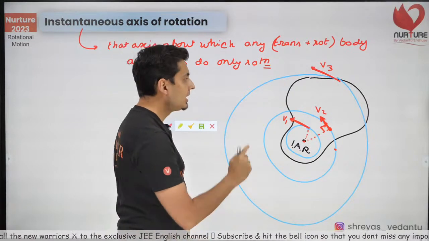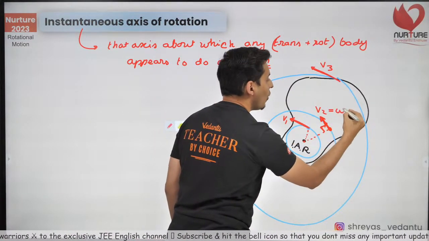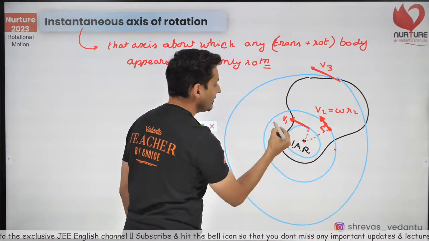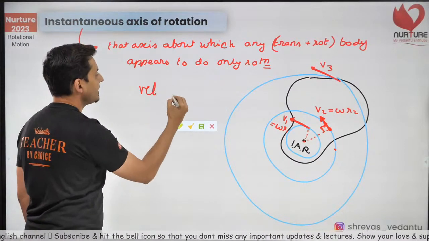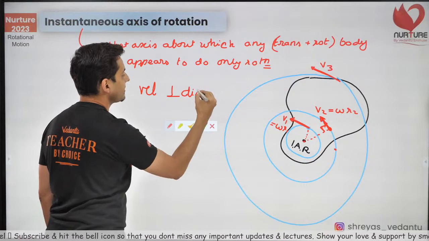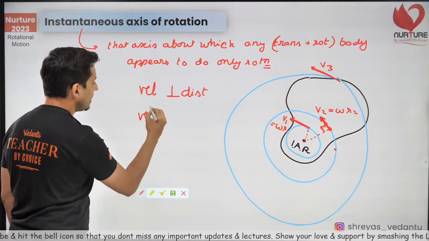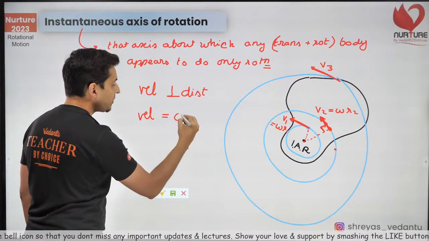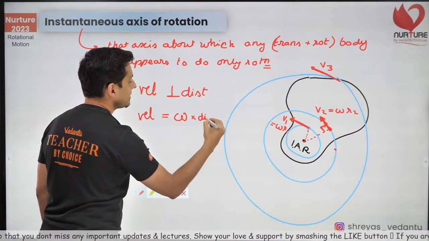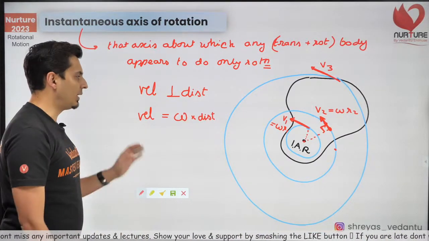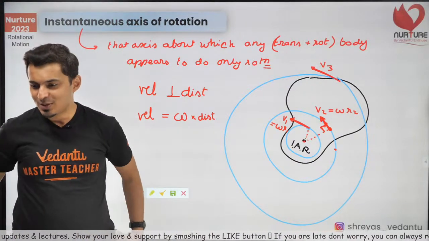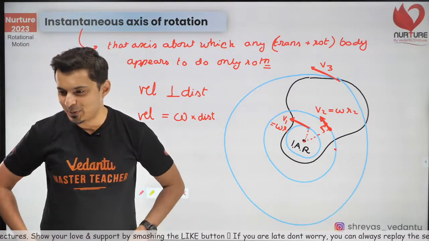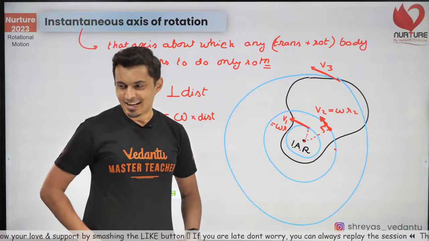Not just that, these velocities will be omega into distance. V1 will be omega into distance. In general, the velocity is not only perpendicular to the distance, but also the velocity is equal to omega multiplied by that distance. Very, very important. Omega r. Isn't that clear? Yep, that's so cool. Yes, that's the instantaneous axis of rotation.